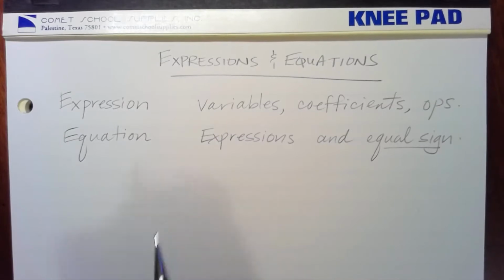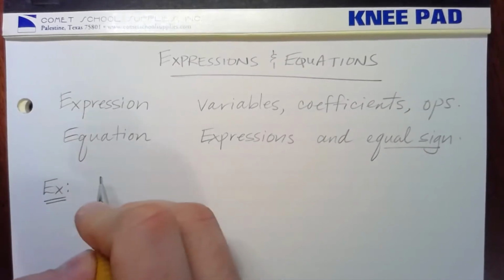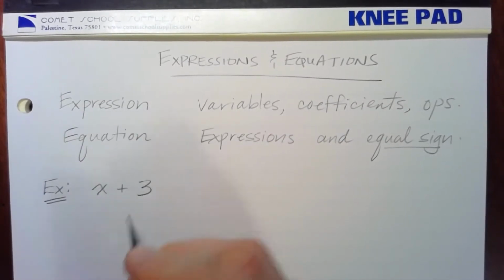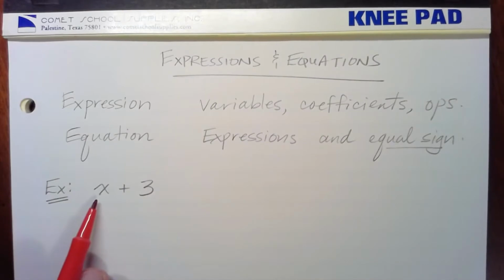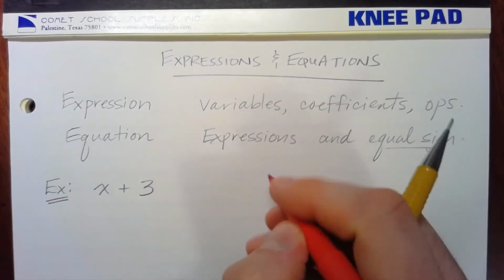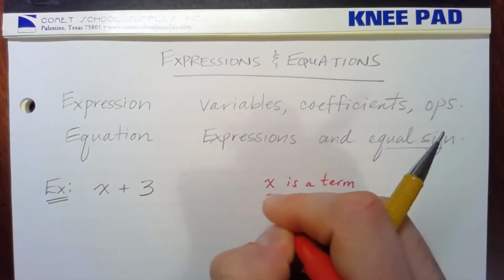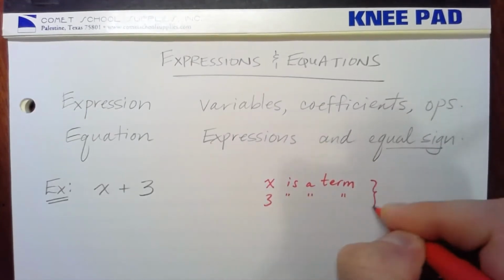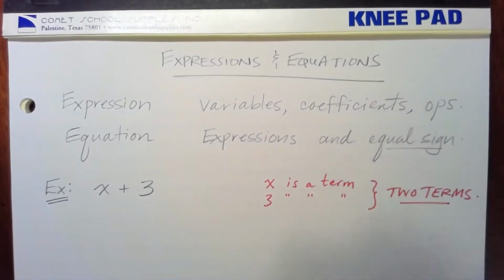So, let's look at an example of an expression. X plus 3. Okay, so just to review some terminology that we've already learned here. Of course, the x is a term and the 3 is a term, and they're separated by this addition. So this is two terms. So x is a term, 3 is a term. This expression has two terms.